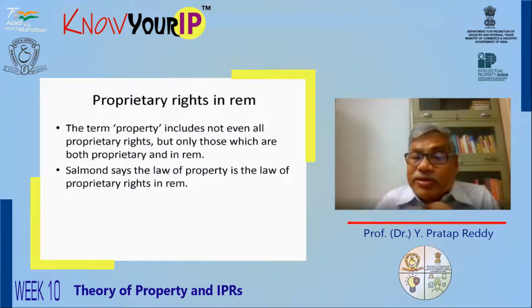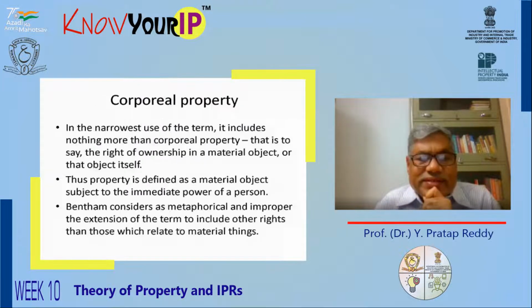The term property includes not even all proprietary rights, but only those which are both proprietary and in rem. Salmon says the law of property is the law of proprietary rights in rem. If it is a proprietary right in personam, it comes under the law of obligations. Corporeal property, in the narrowest sense of the term, includes nothing more than corporeal property. That is the right of ownership in a material object or that object itself.